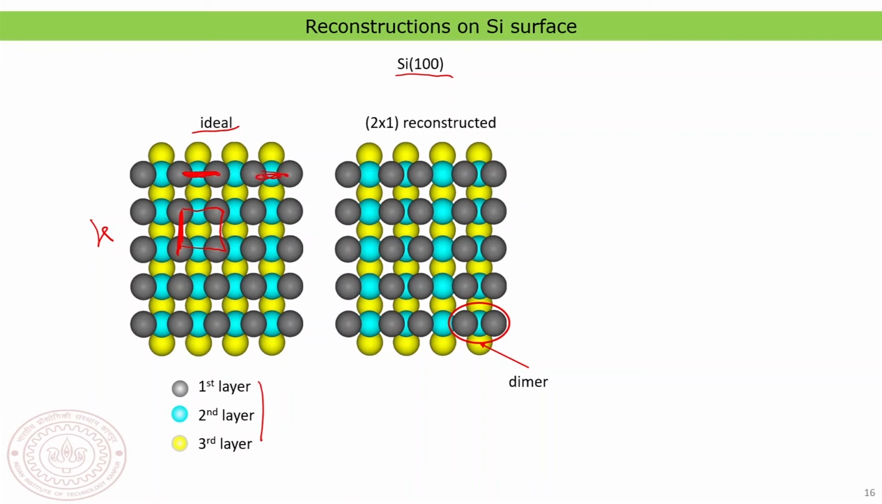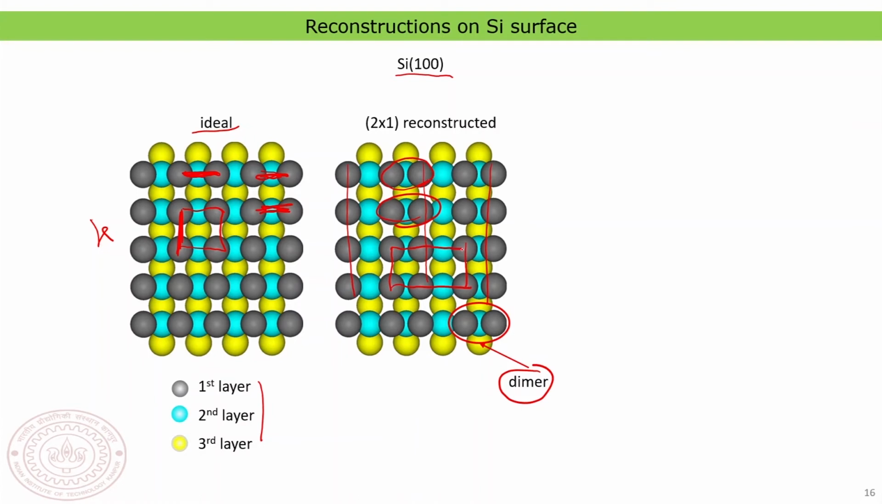The adjacent two atoms come closer and bind together and form something called a dimer. Ideally, what you see is that you form dimer rows along the 100 lattice. When more dimers are formed, each of these dimers feels much more stable because their coordination has increased.